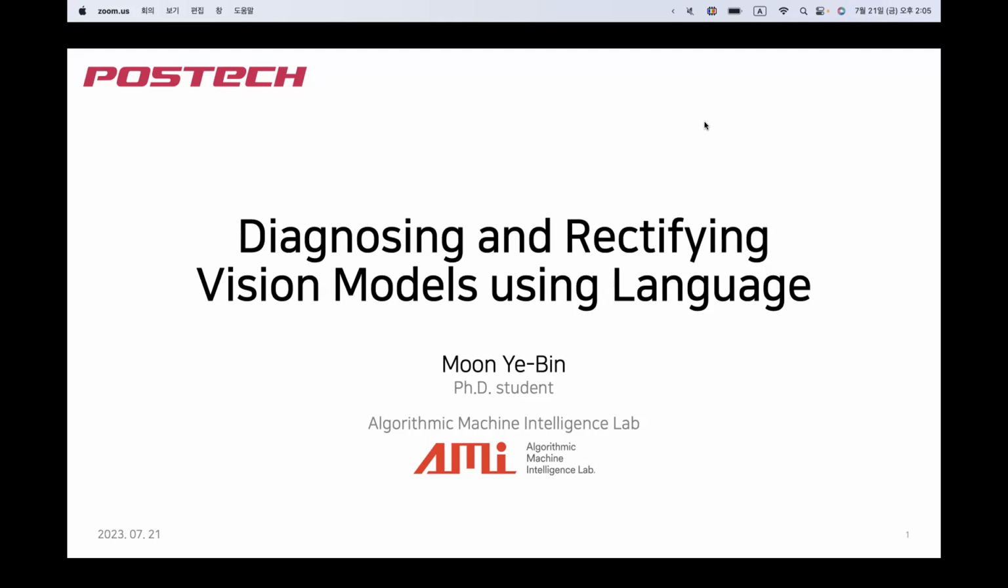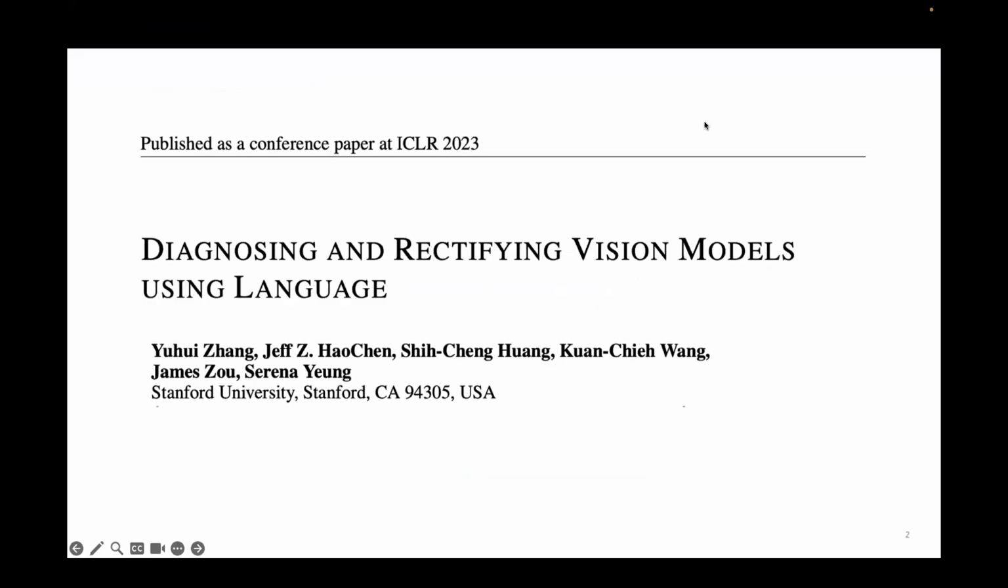This is Moon-Yevin, PhD student in AMI lab. Today, I would like to talk about the paper named Diagnosing and Rectifying Vision Models Using Language. This paper is published at ICLR 2023, and it is from Professor Serena Young's group.